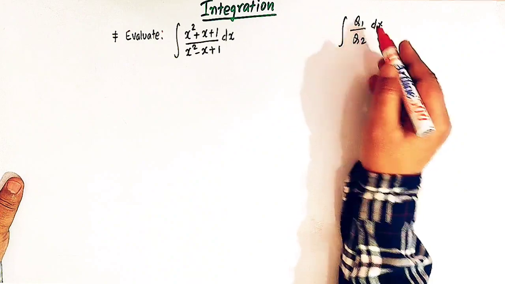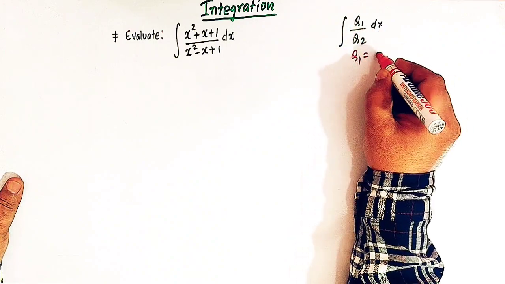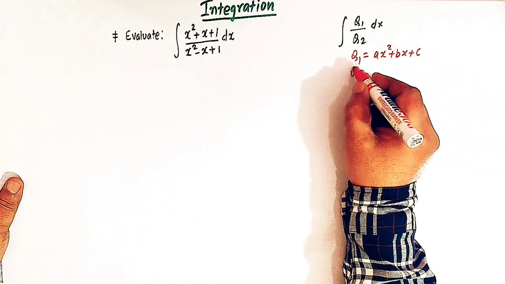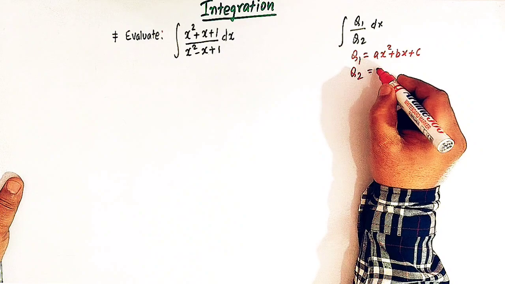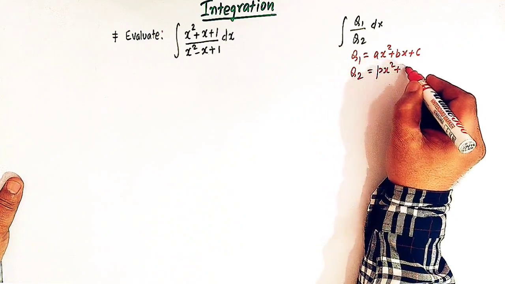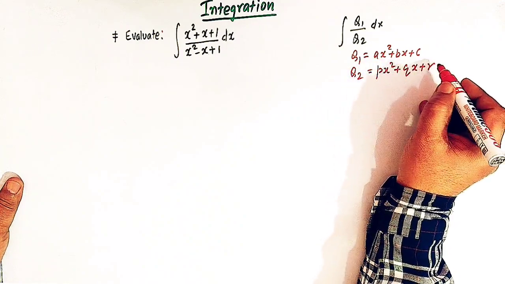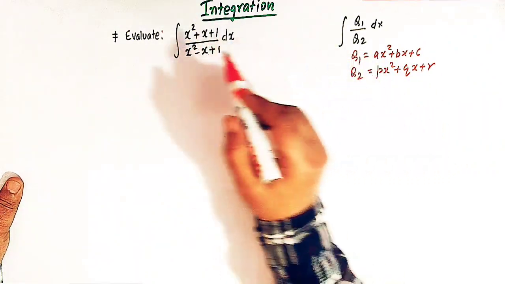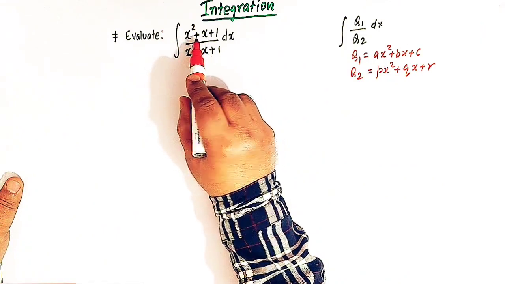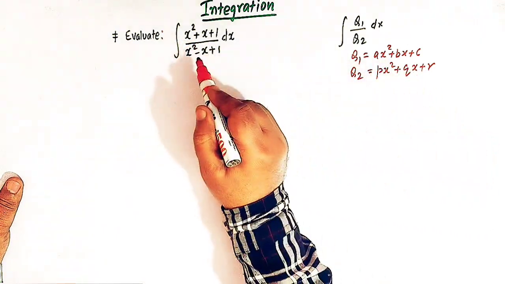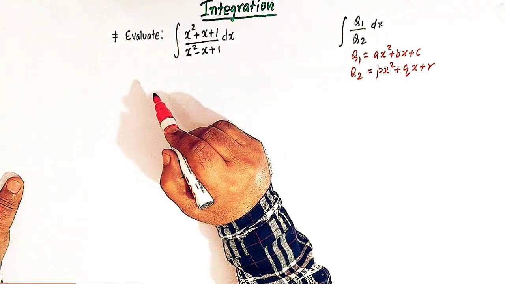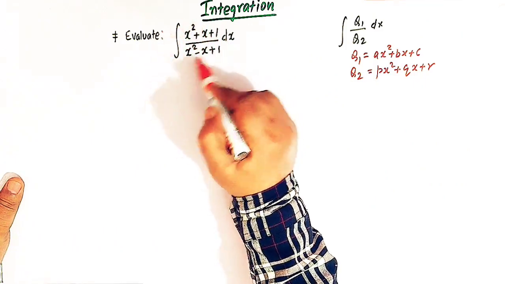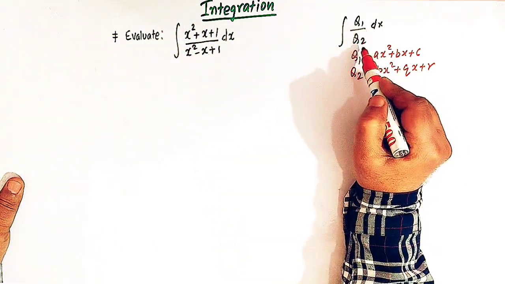So here q1 is of the form ax square plus bx plus c, and q2 is of the form px square plus qx plus r. So the integrand has a quadratic polynomial in the numerator and another quadratic polynomial in the denominator. Here we'll see the technique to integrate functions like q1 over q2.